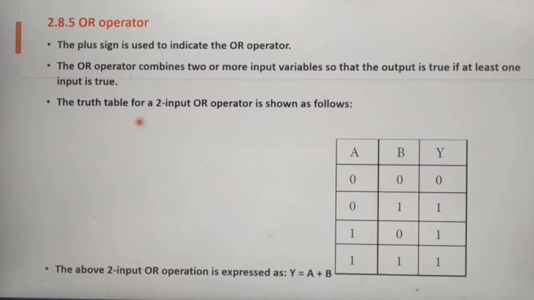Next one is the truth table for the two-input OR operator, shown below. Here, first both inputs are false, so our output is false. In the second possibility, the first input is false and the second one is true. If any one of the inputs is true, the output will be true only, so true. Next possibility, the first input is true and the second one is false, so the output is true only. The fourth possibility, we have both inputs as true, so our output is also true.